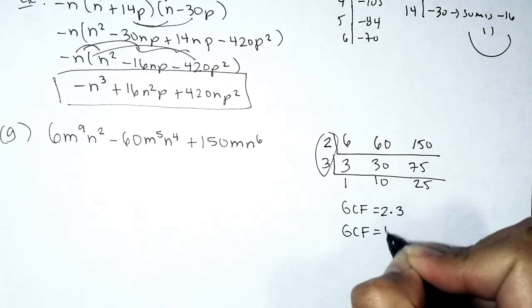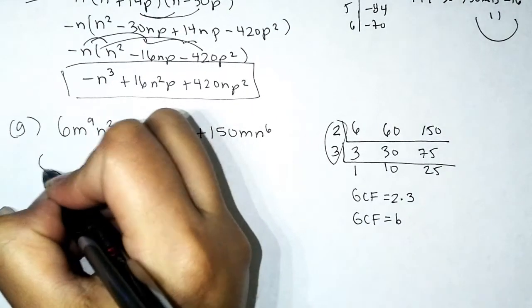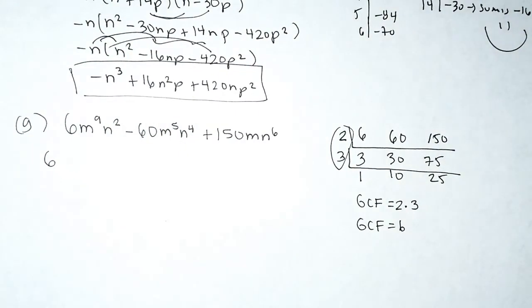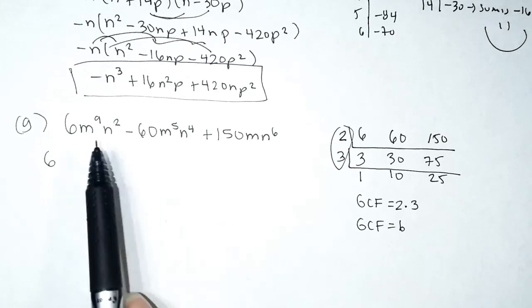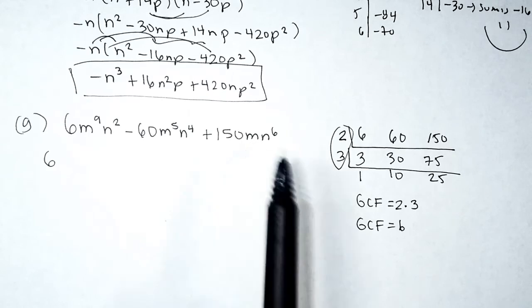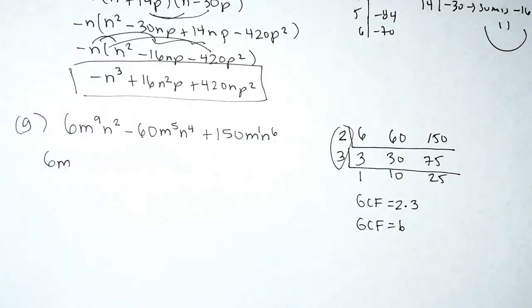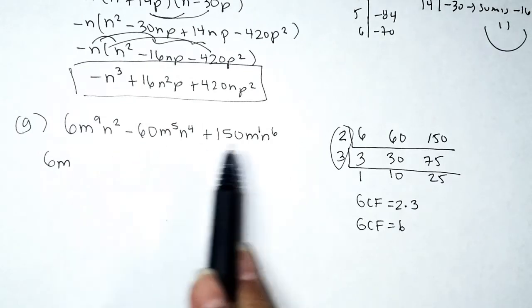Okay, so thanks to us writing our thought process on paper with confidence, we're like, oh yeah, the GCF for the coefficients is just 6. So we know that the terms have a 6 in common. What else do they have in common? Okay, so we have some m's, 9, 5, 1, and it's just going to be one factor of m in common. We also have some n's, I think 2, 4, 6.